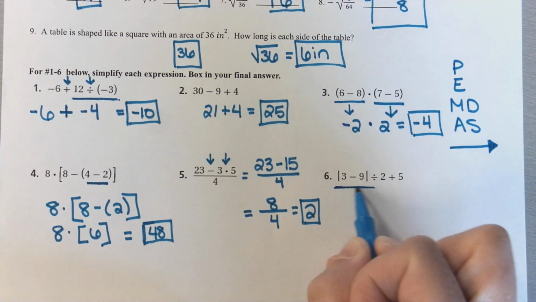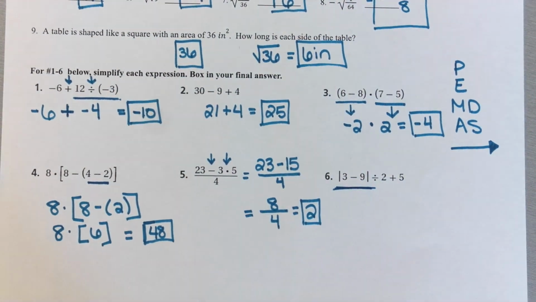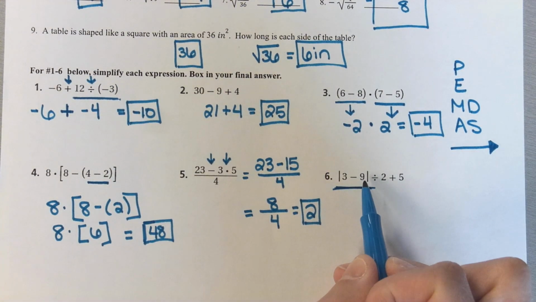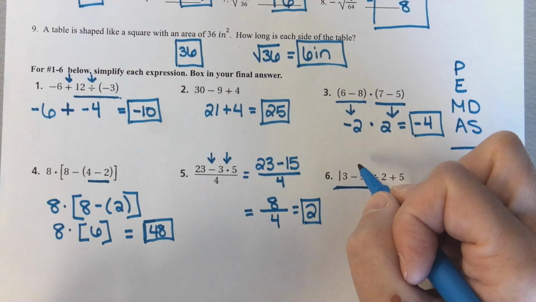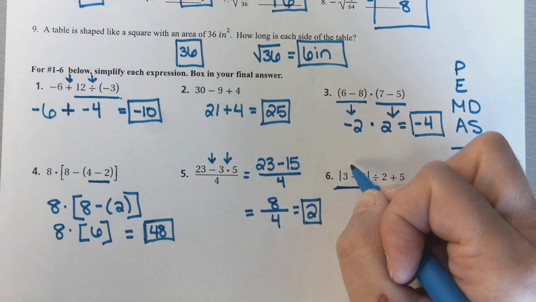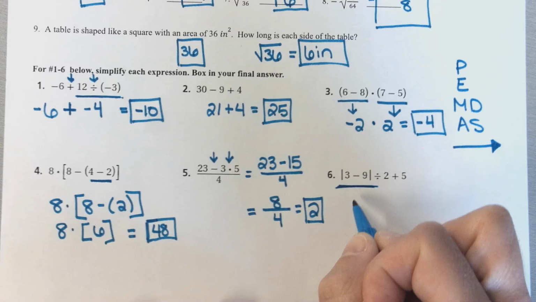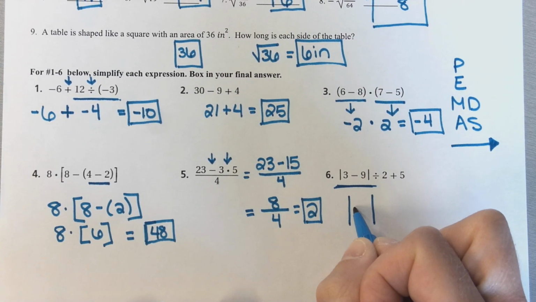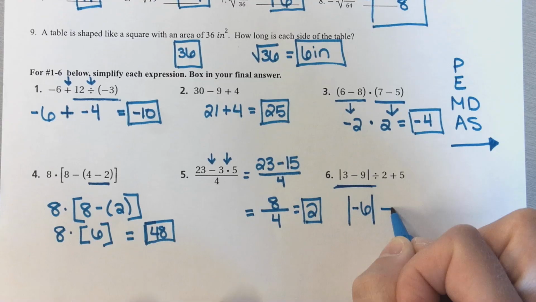Alright, these absolute values we treat like parentheses. So they come first before anything else. If I do 3 minus 9, what does that give me? Not 6, but negative 6, yeah.